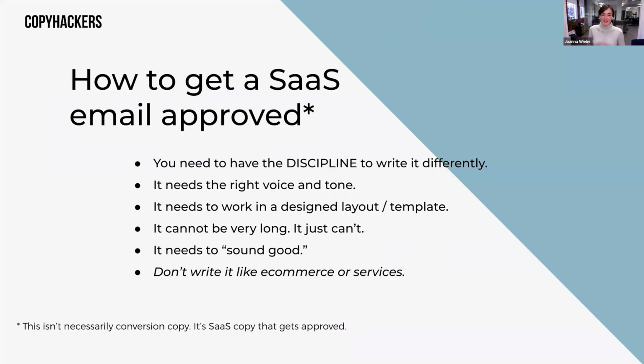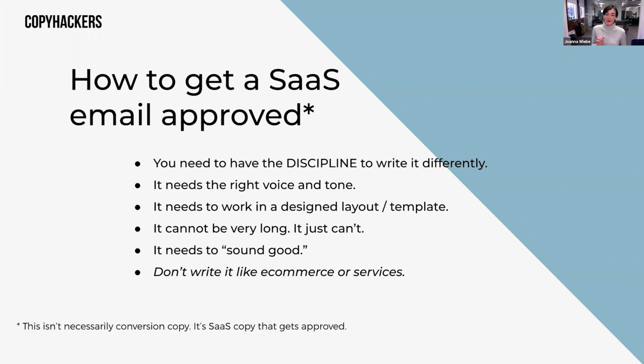So to get a SaaS email approved, again, have the discipline to write it differently. When you go into writing a SaaS email, don't start by saying, how can I employ techniques that I used in e-commerce to this? That might be your second test once you get the first winner. And to get the first winner, follow this.